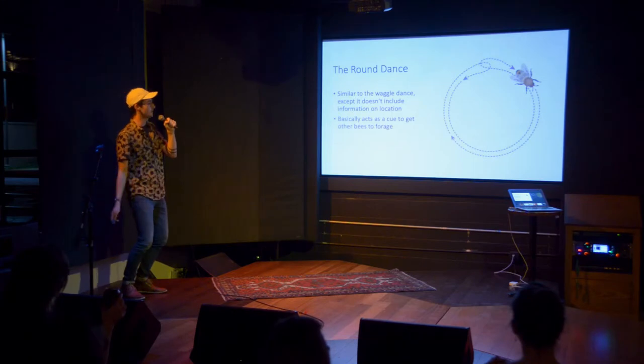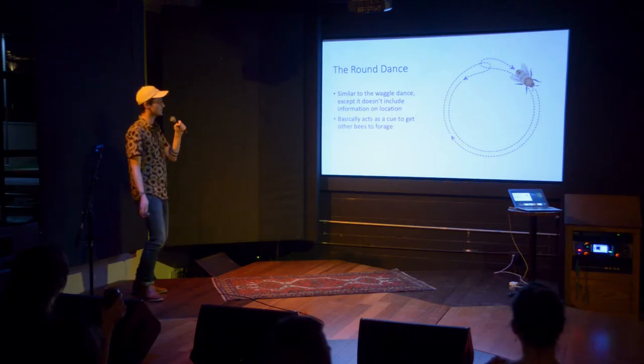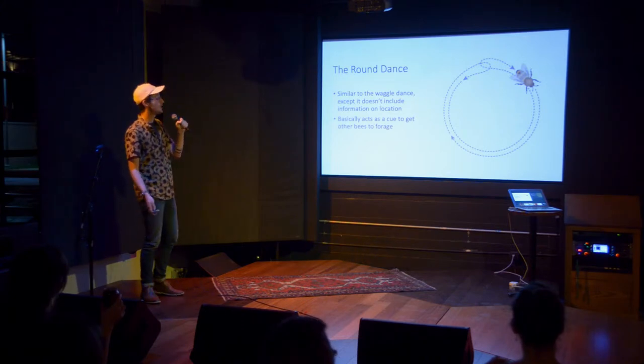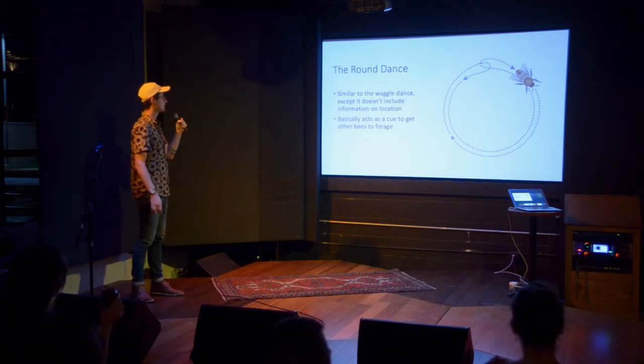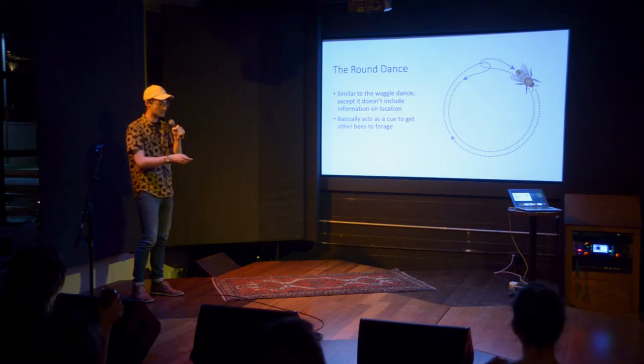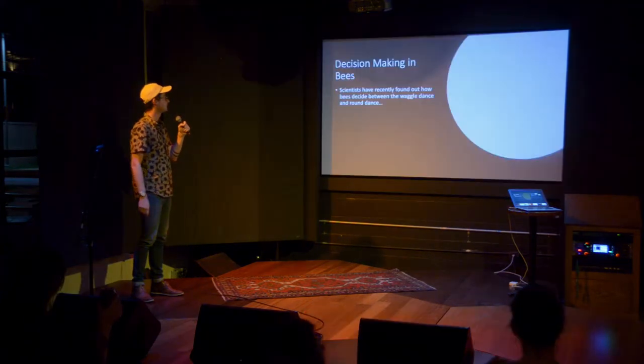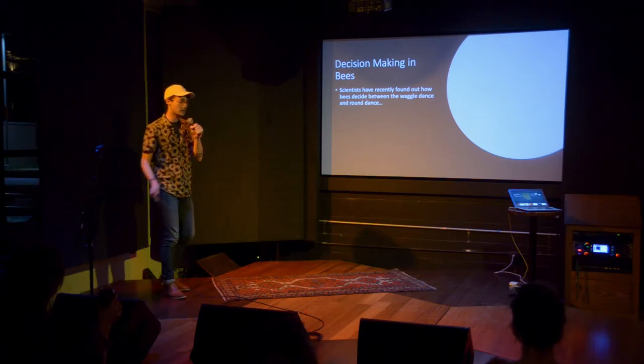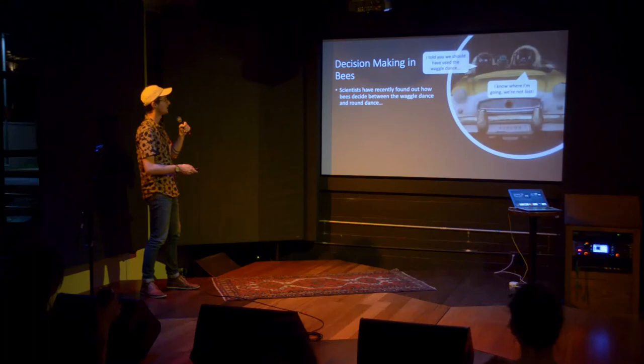So there's another kind of bee dance called the round dance. It's pretty similar to the waggle dance, but it doesn't include any information on location. It doesn't have any distances or angles. Most people think of it as kind of a cue to get other bees to forage. So until recently, no one really had any idea how bees would choose between the waggle dance and the round dance. But a really cool study recently found a really awesome example of bees kind of resolving conflict with each other and making decisions.